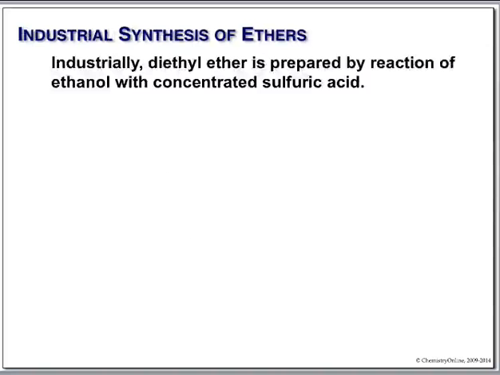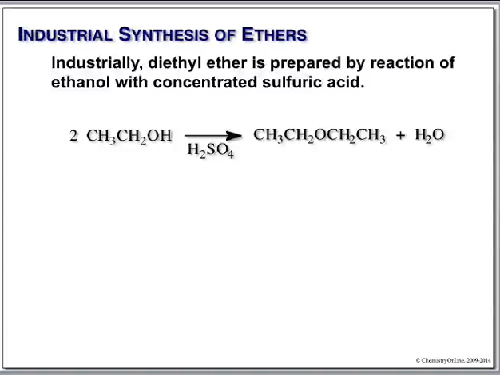If we want to make ethers industrially, the one that is typically made is going to be diethyl ether, used a lot as a solvent, etc. We can make it on a large scale from ethanol and sulfuric acid. The mechanism involves protonation of one mole of ethanol, attacked by a second, lose water, and we make diethyl ether.